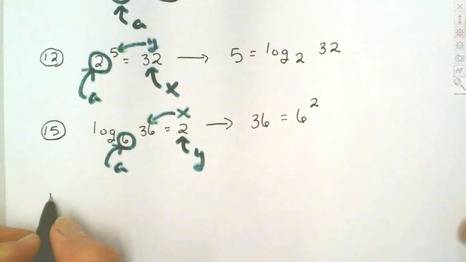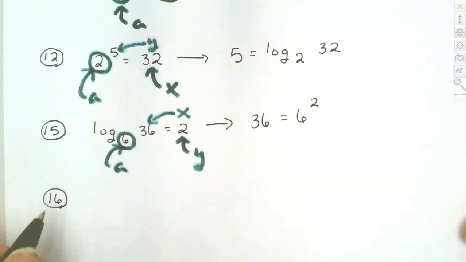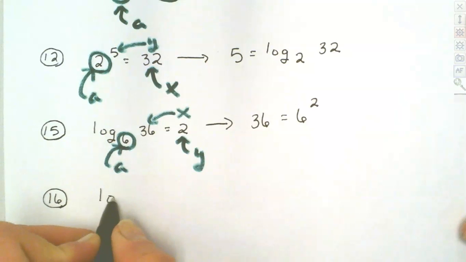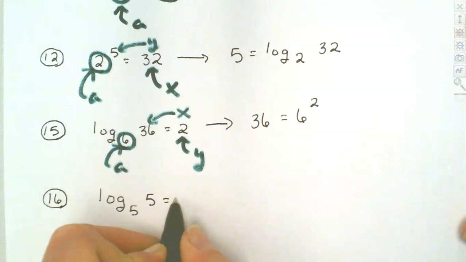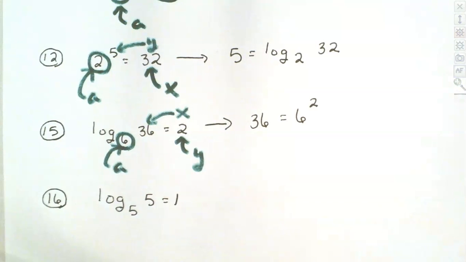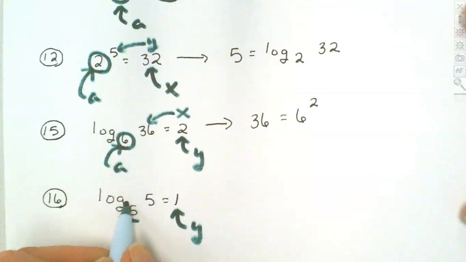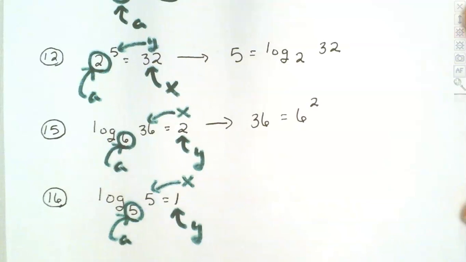Let's look at question 16 next. We just did 15. Let's convert 16, and then we'll learn how these actually work. So question 16 is the log base 5 of 5 is 1. So again, we identify our pieces. The y is the number on the end. The A is the number down below, the base. And the 5 would be the x.